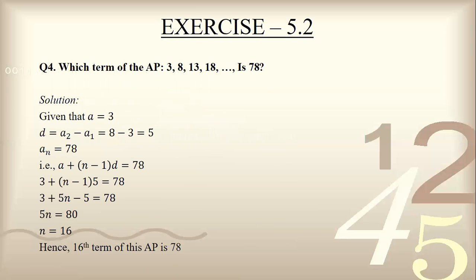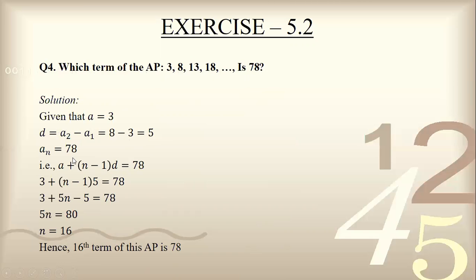Now the next one: which term of the AP 3, 8, 13, 18 is 78? So we are given an AP and they're asking which term, that is n is what is asked, is 78. So in these kinds of questions, we will assume 78 to be the last term. So our first term is 3. Our common difference D is A2 minus A1. When we subtract the consecutive terms, we'll get the D, isn't it? So we will take A2 minus A1, which is 8 minus 3, 5.